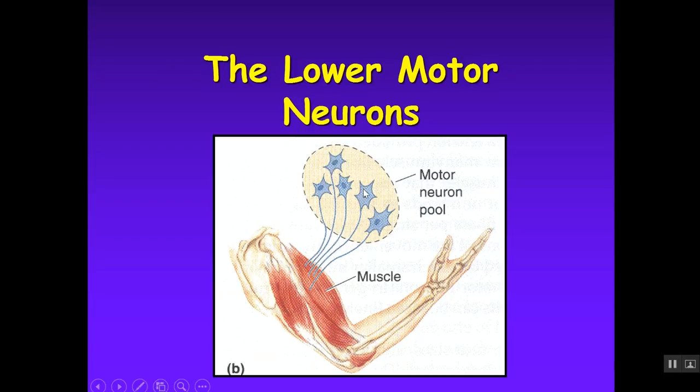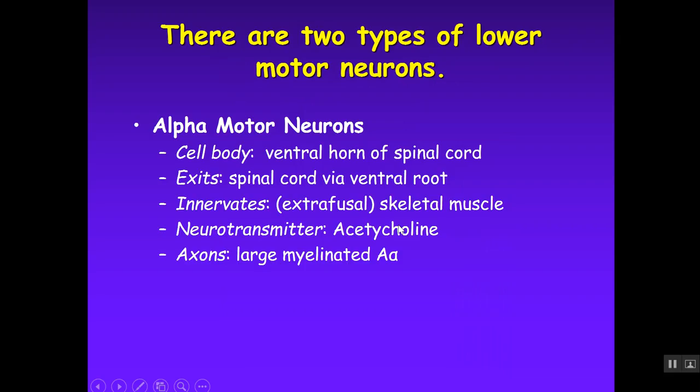So we're going to start with the lower motor neurons. We're actually starting out in the periphery. I kind of wish they'd start in the central nervous system and work our way out, but we're going to start in the periphery, just like your book does, and work our way back. Okay, so two types of lower motor neurons. A lower motor neuron has its cell body in the anterior horn, and then its axon is in the periphery. Okay.